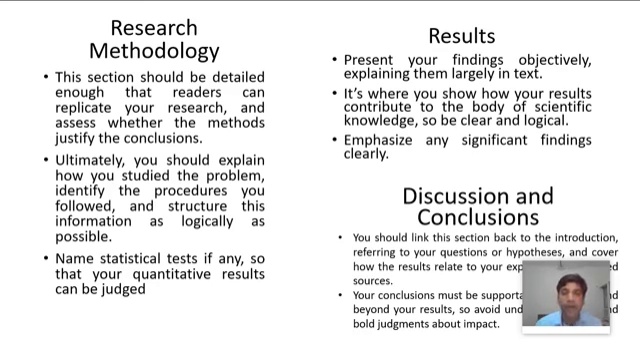And when you are writing the result part of your research paper, present your findings objectively, explaining them largely in the text. It's where you show how your result contributes to the body of scientific knowledge. So it should be very clear and logical, and you should emphasize any significant finding clearly in your research paper.